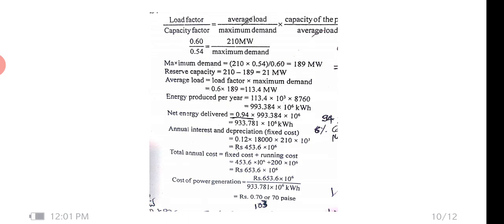So this reserve capacity is not required, that is 210 minus 189 is equal to 21. We don't want that reserve capacity for calculations. Now let us look at the average load. The average load is equal to load factor into maximum demand. So load factor is 0.6 into maximum demand 189 megawatt. So you get the average load as 113.4 megawatt.